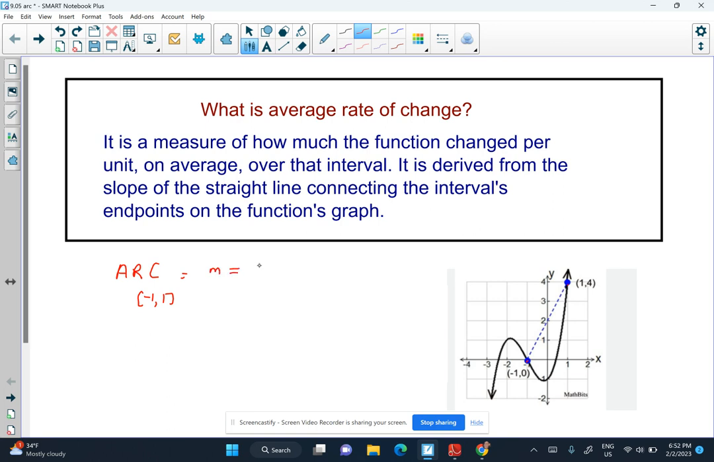Well, you may remember the slope of the line. The formula is change of y over change of x. We could use a formula, or since this is a fairly straightforward example, just look at the vertical change, which would be 4 units, over the horizontal change, which would be 2 units, and get a slope of the line of 2. So the average rate of change over the interval from -1 to 1 would just be 2.